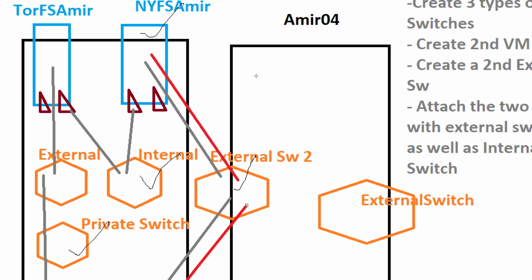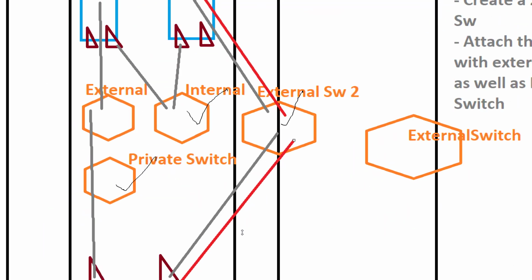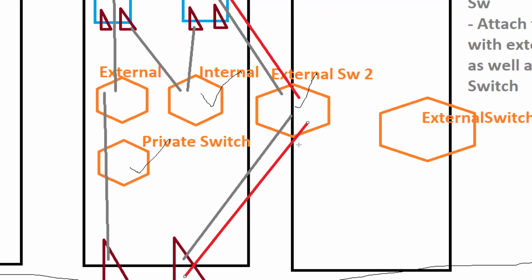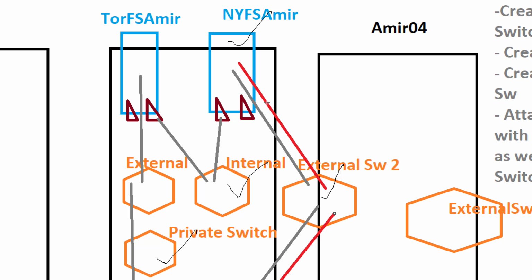But is the second machine connected to the second external switch? As far as the second external switch connected to the second network card, this is true. We have achieved that, right? But is the second machine connected to the second external switch or not? No? Here comes your task 2.